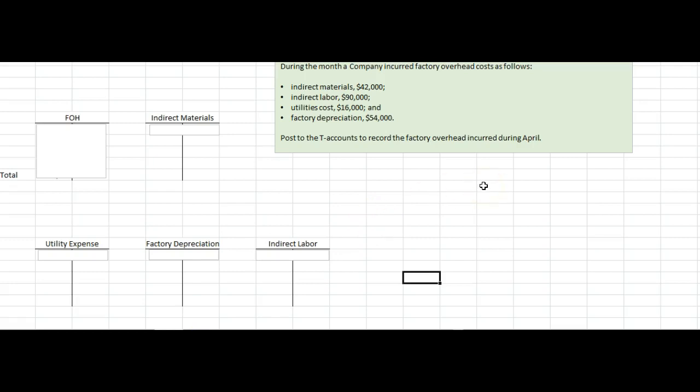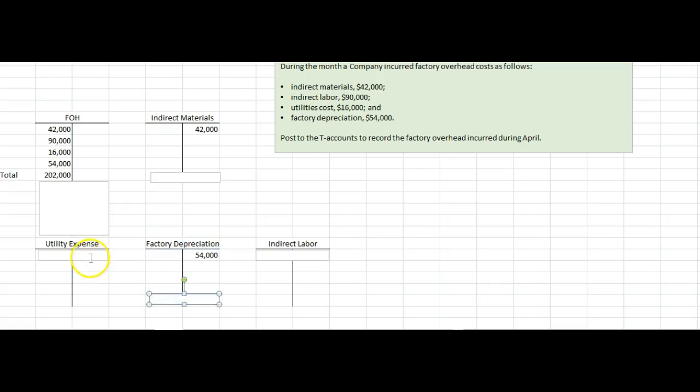Now this one, during the month, a company incurred factory overhead costs of $42,000, $90,000, $16,000, and $54,000. Post to the T accounts to record the overhead incurred in April. This is actual overhead, so it's all going to be a debit on factory overhead right here. And then all of these are going to be credits because they're being pulled out so that they become not individual expenses but overhead expenses. So you can see how that flows.